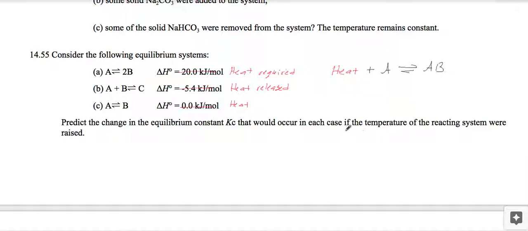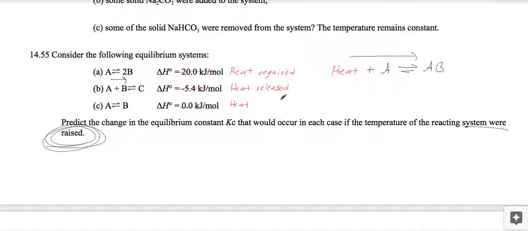If we're going to increase the temperature, we just look at which side the heat is on. We're adding more heat, just like if we're adding more reactant A. If we add more reactant A, it shifts towards the right. Add more heat, that's a reactant, shift towards the right. So this is shifting towards the right.